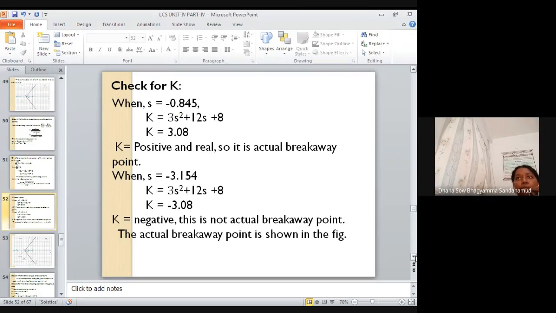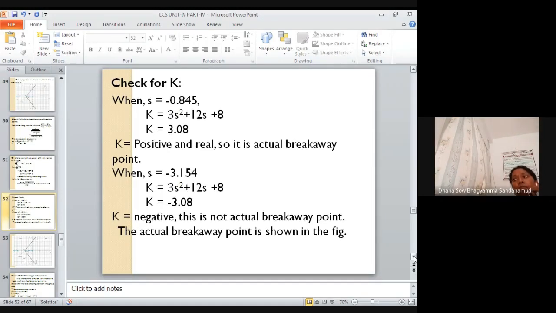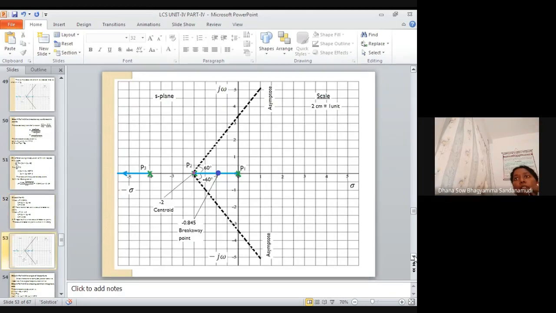I'm changing this slide. Mention the breakaway point on the graph, minus 0.845. This is minus 1. This point is too thick, I might have put a very small dot here, but I have drawn a very big one. I have already done it and can't modify it. Of course I can, but leave it. Just mention this breakaway point on the graph. I hope you have taken the screenshot. I'm moving to the next slide.